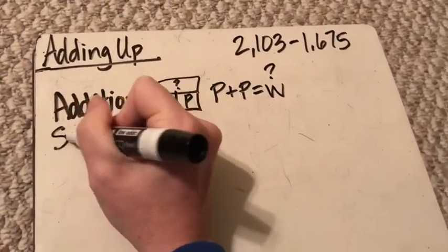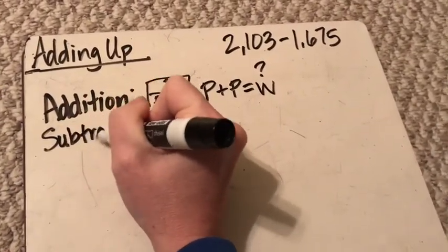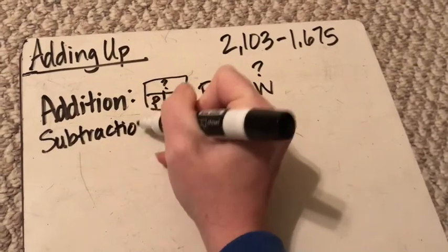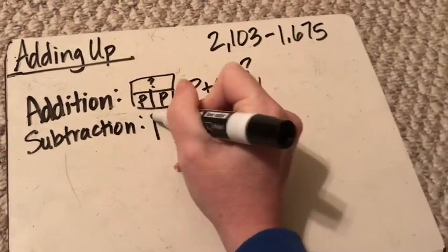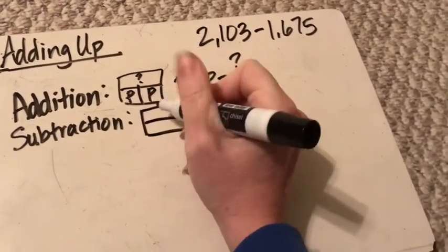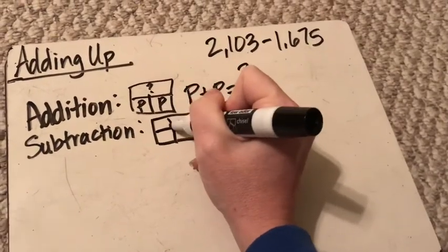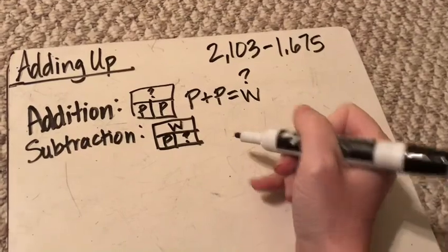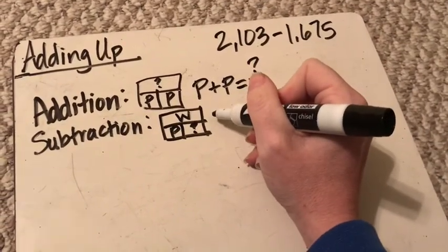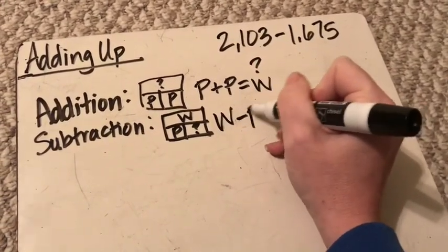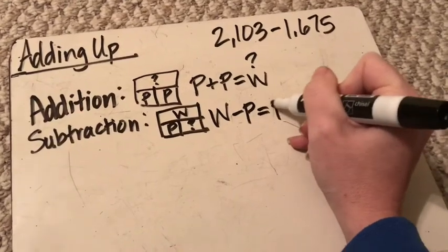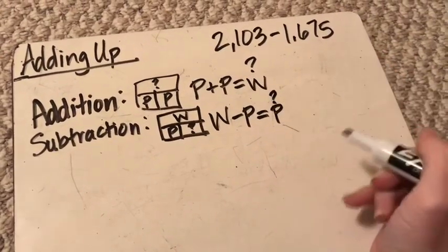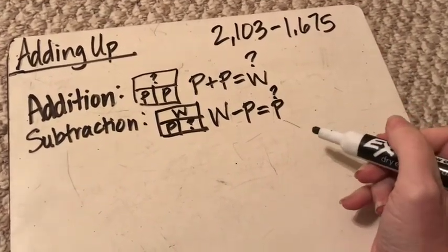Now, subtraction is related to addition. With subtraction, I know the whole and I know one of the parts, but I do not know the other part. So you can think of subtraction as takeaway, like whole minus the part that I know will leave me with the part that I don't know, or the difference between the whole and the part.